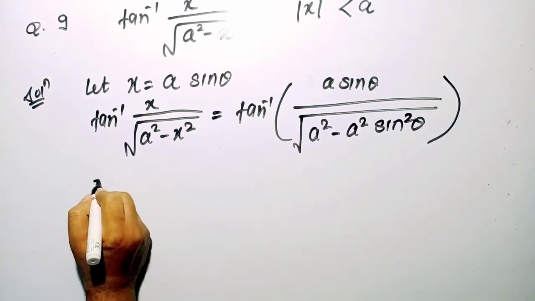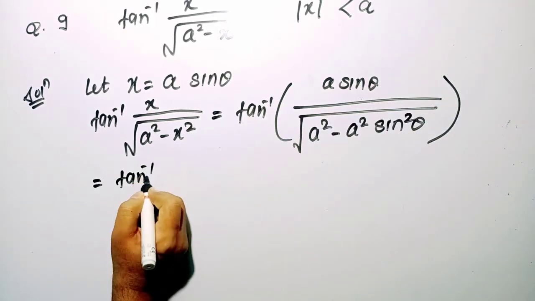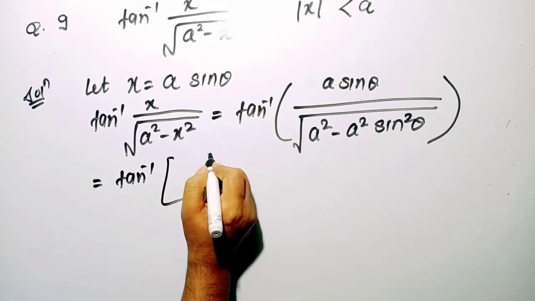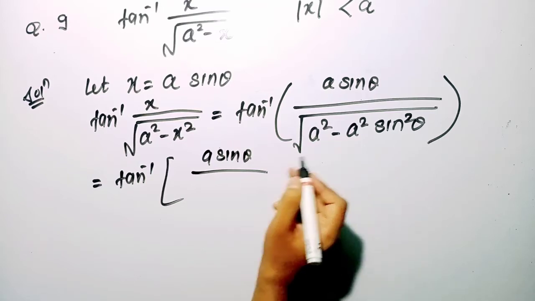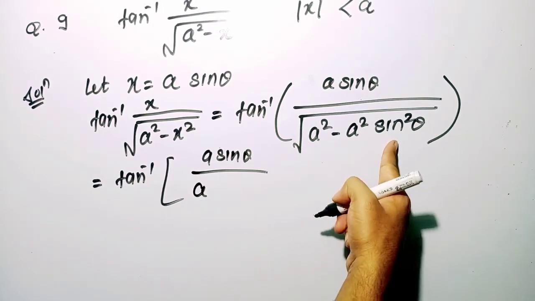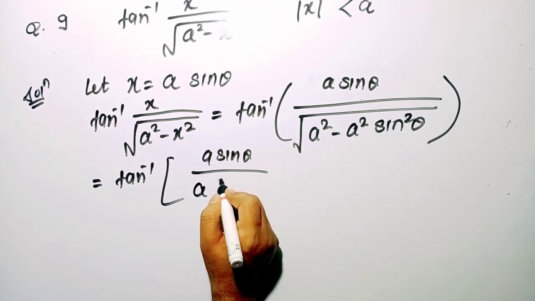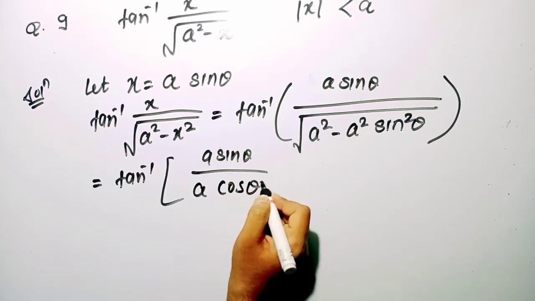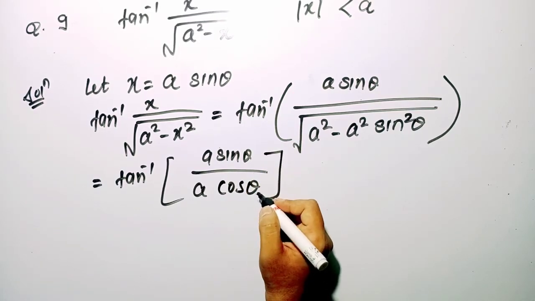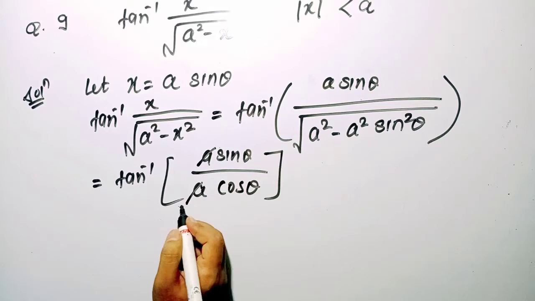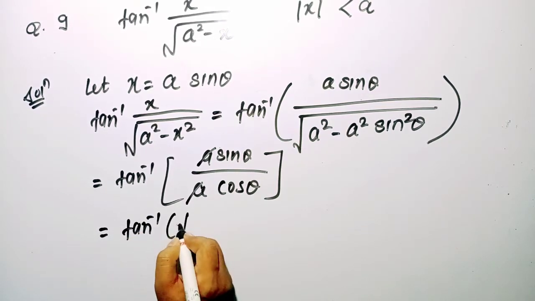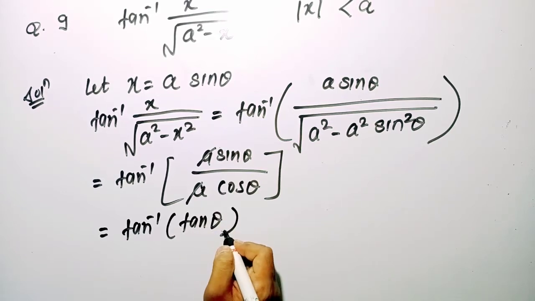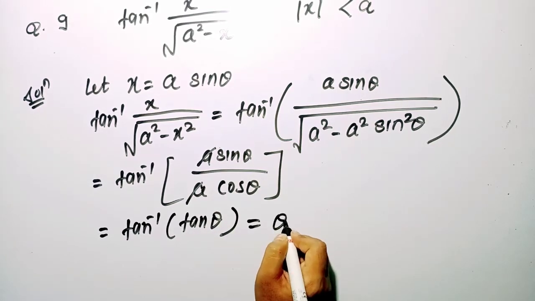Okay students, now in the denominator a square will be common, which will be cancelled by the numerator a. So here we can write a sin theta divided by, taking a common, 1 minus sin square theta, which will be cos square theta. Taking the square root of cos square theta, we get cos theta. Okay students, so a will be cancelled out, so tan inverse of sin theta by cos theta, that is tan theta, so tan inverse of tan theta will again be theta.